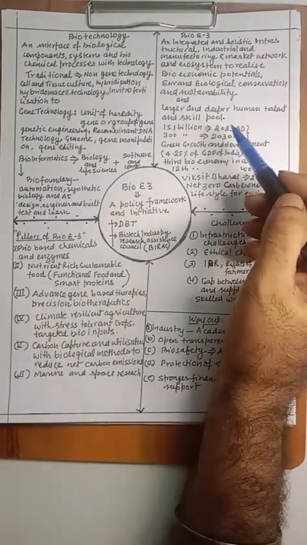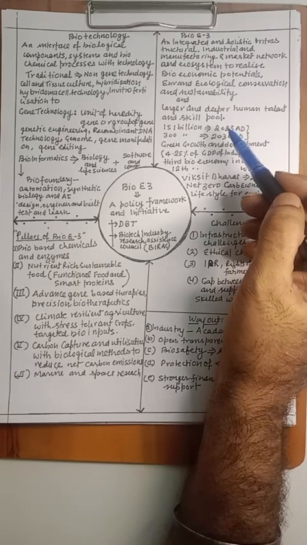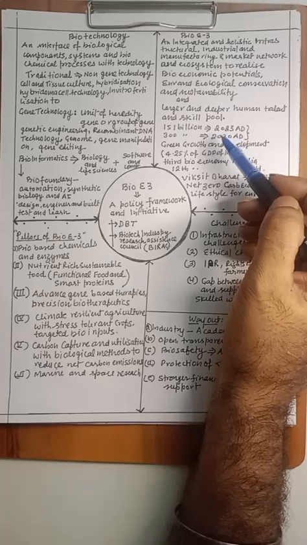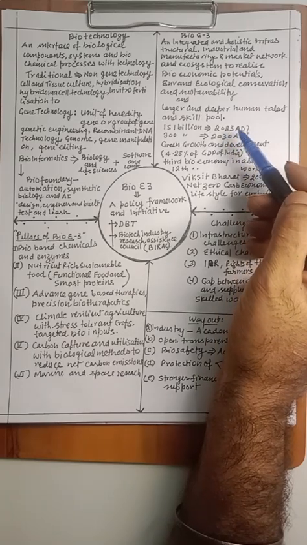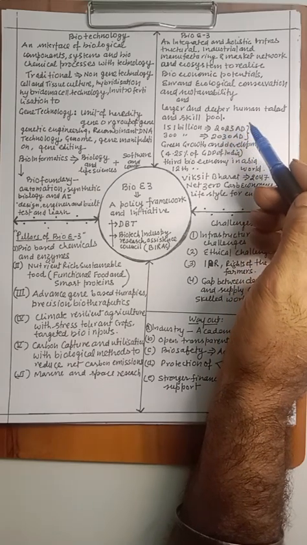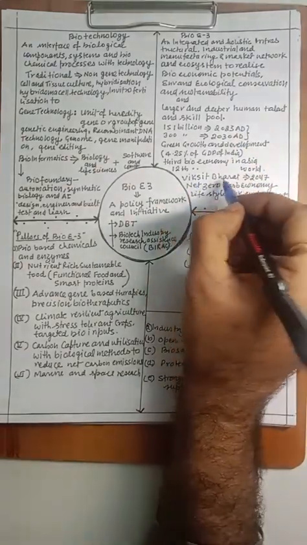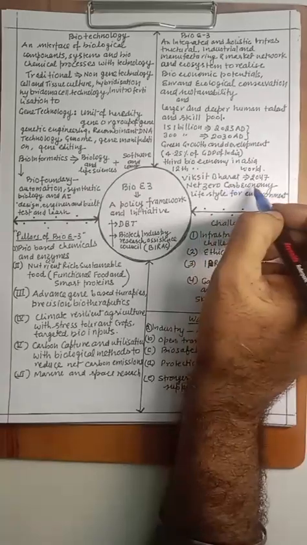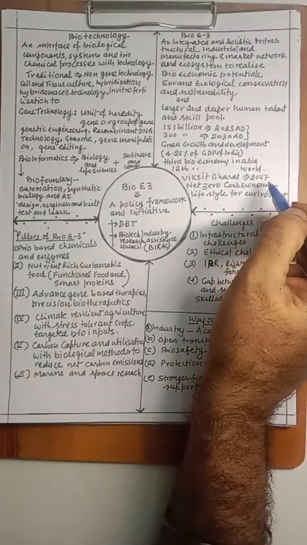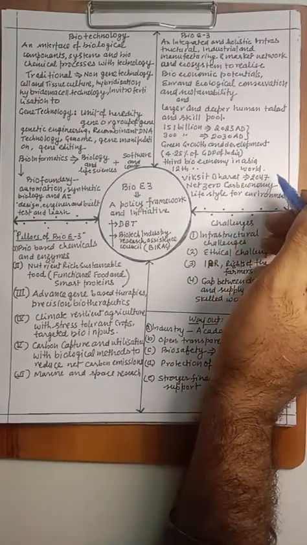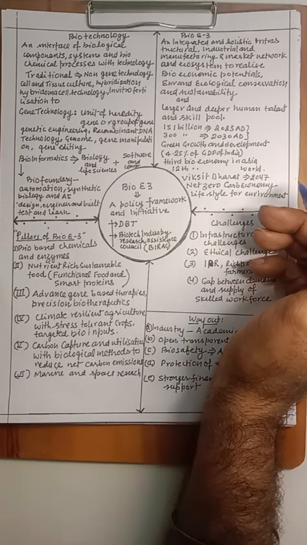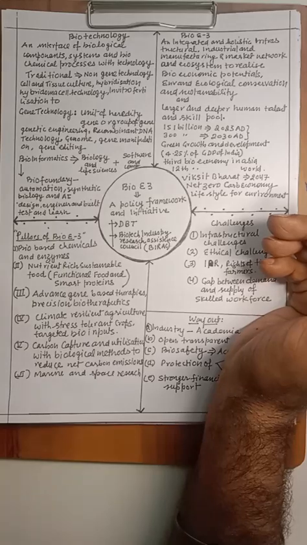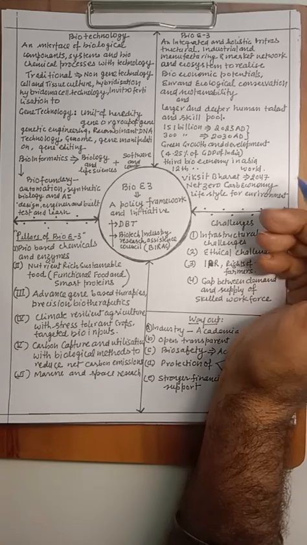Now bioeconomy with environment and ecology, with income and employment is connected with realization of goals of Viksit Bharat by 2047, net zero carbon economy by 2070, and lifestyle for environment, ecology, and its sustainability.